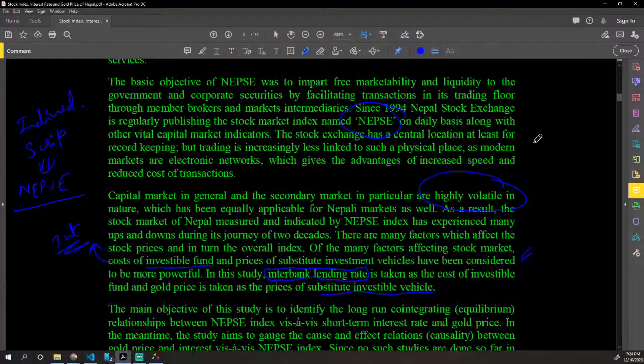Okay, so investable fund is interbank lending rate, and then the substitute for that is gold, right? Bullion. Yep, that's what it is.